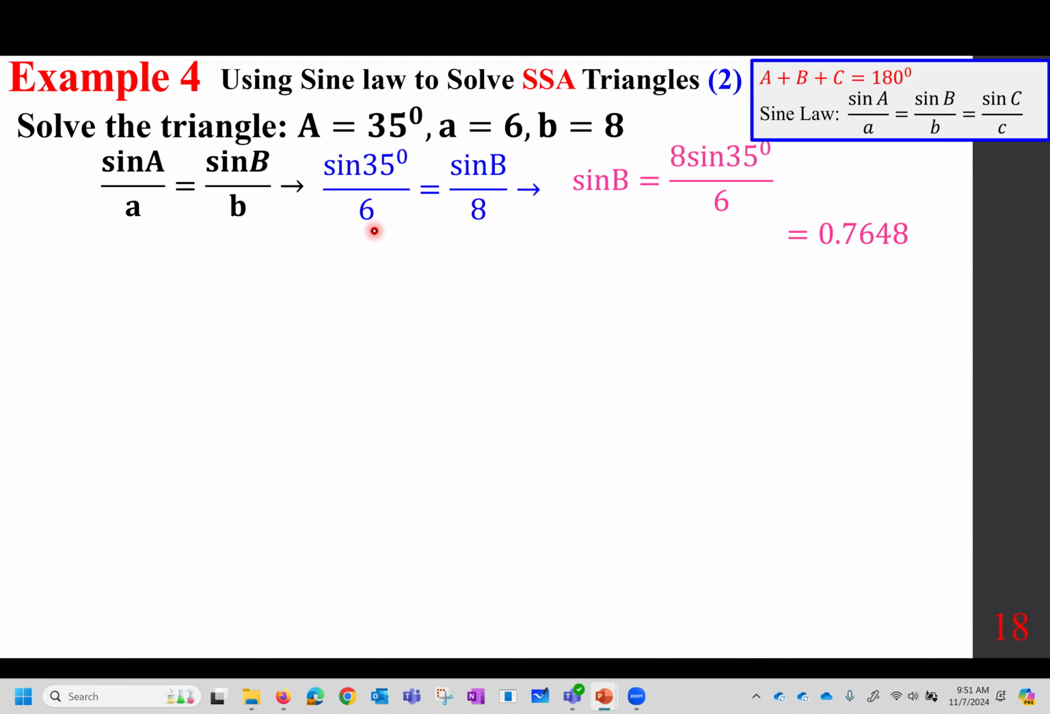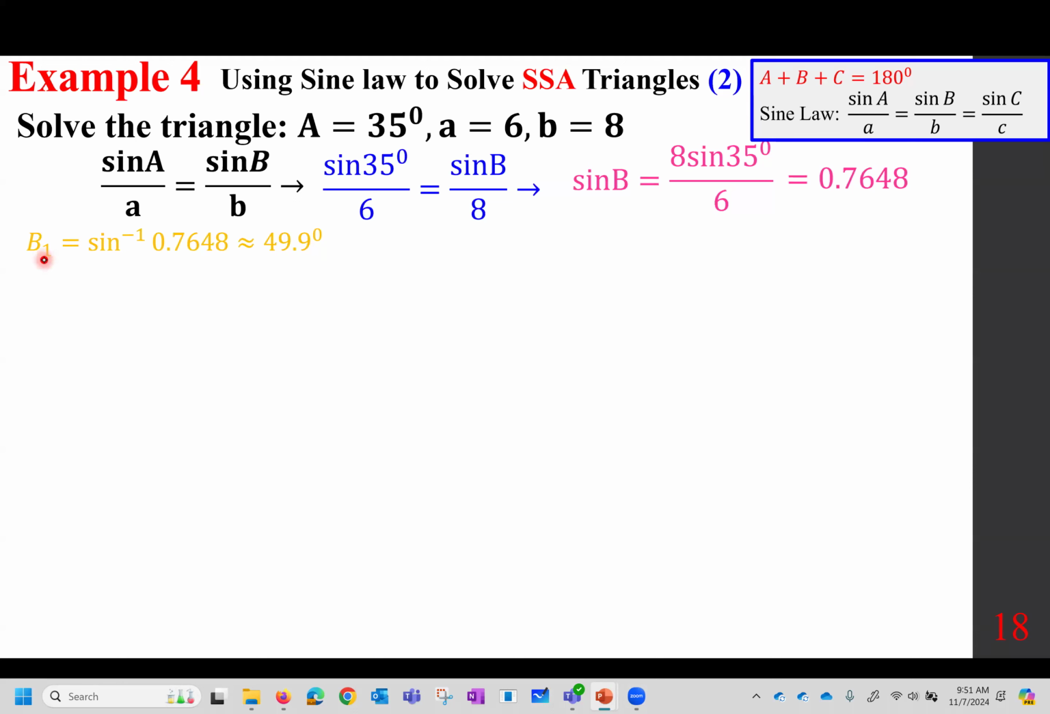You put that into a calculator and you write it with a bunch of decimals, always. You really want to have quite a few decimals. It's 0.7648. So that's sine of B. So what is B? Sine inverse of this. You put it into a calculator. Sine inverse of 0.7648 is almost 50 degrees, 49.9 degrees.